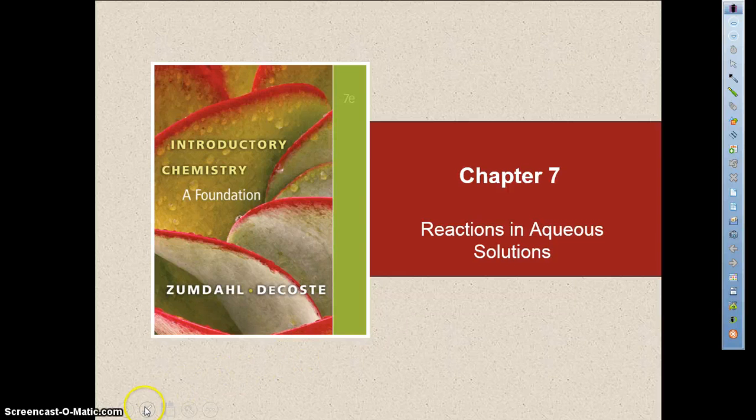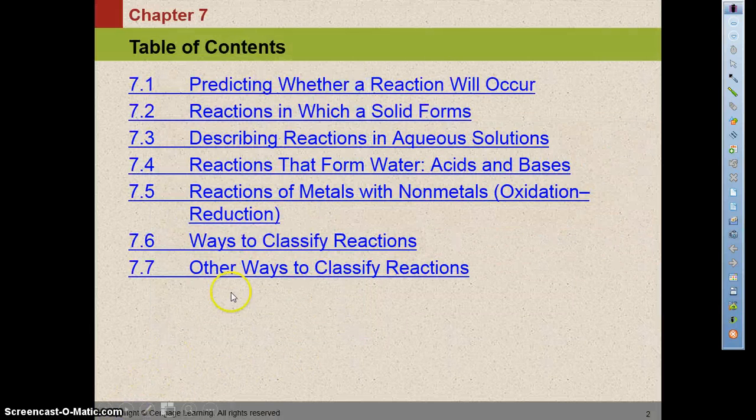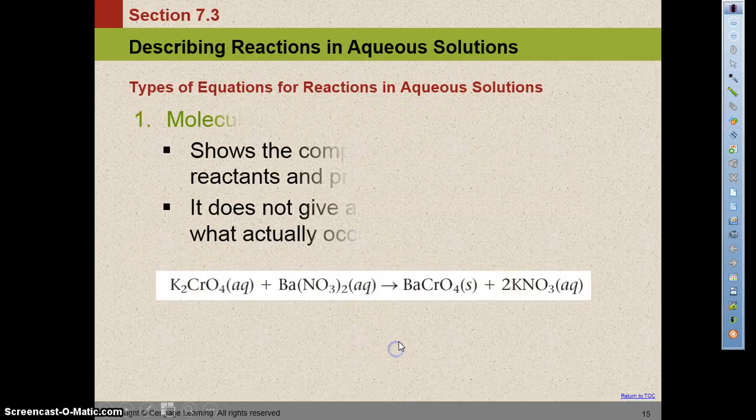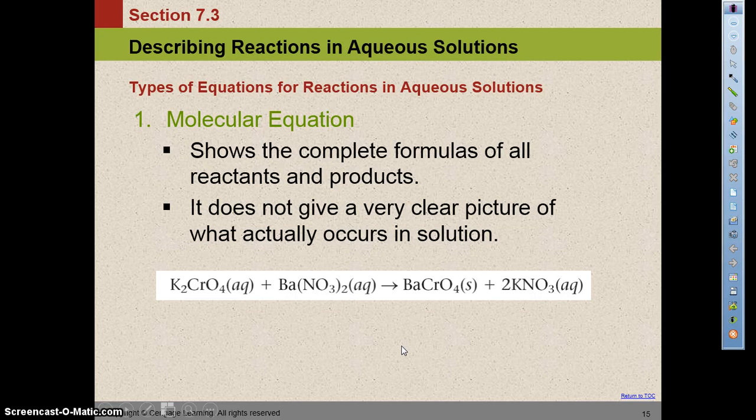This video is going to cover section 7.3, describing reactions in aqueous solutions. So there are types of equations for reactions in aqueous solutions. We're going to learn to write a net ionic equation, but that has to happen in steps. So the first thing that we have to be able to do is to write a complete molecular equation.